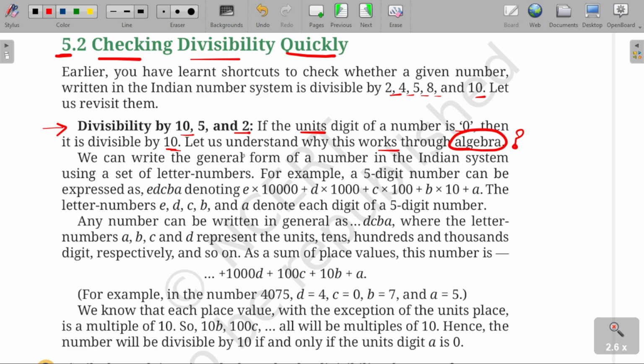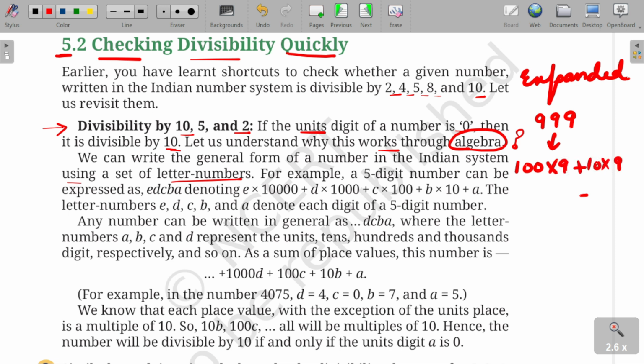We can write the general form of a number in the Indian system using a set of letter numbers. How? I hope you are aware of the expanded form of any number. So what is expanded form? If you have 999, the expanded form will be place value into number plus place value into number plus place value into number, like this. This is what we call the expanded form, right?